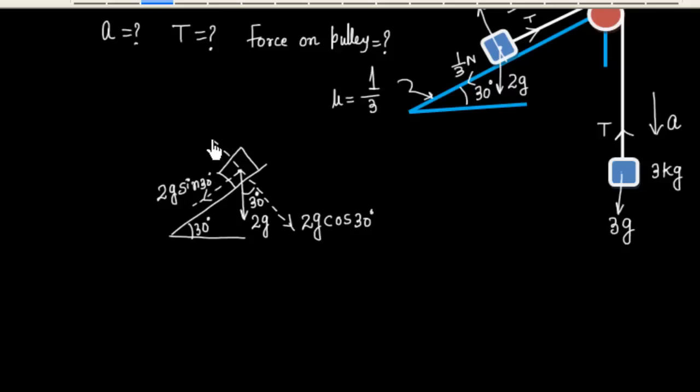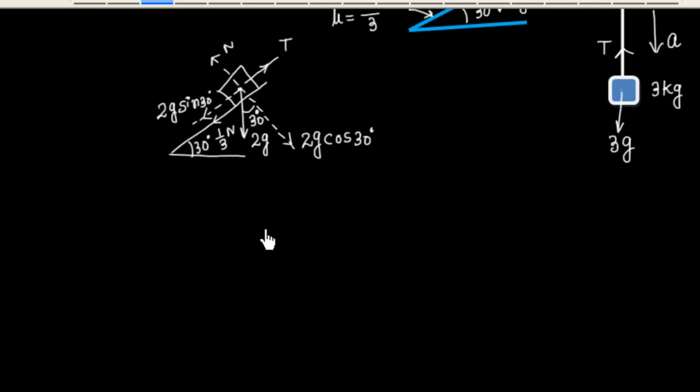Now in this direction we have the normal reaction n, and in this direction we have another force, mu times n, where the friction coefficient is 1 by 3 times n, and there is also the tension force acting on this block in this direction. So let us write the equation for this block. The mass of this block is 2g, or 2 kg. This block is going up the incline with acceleration a.